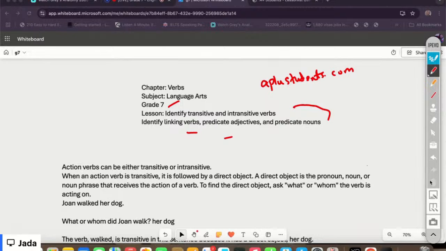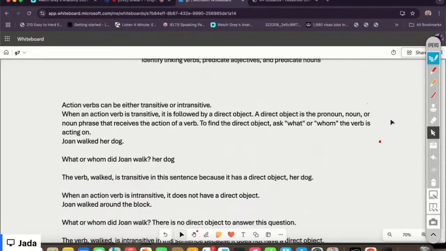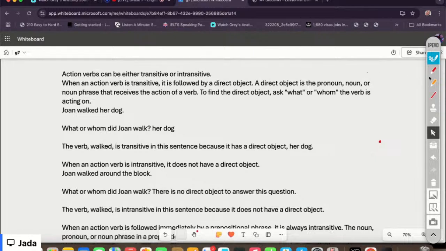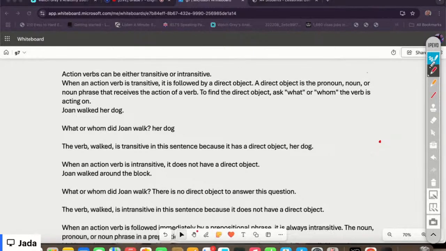Okay, so first of all, we have action verbs can be either transitive or intransitive. So you have to note it is either transitive or intransitive. Okay, so when an action verb is transitive, it is followed by a direct object. So when it is transitive, you have a direct object following it.